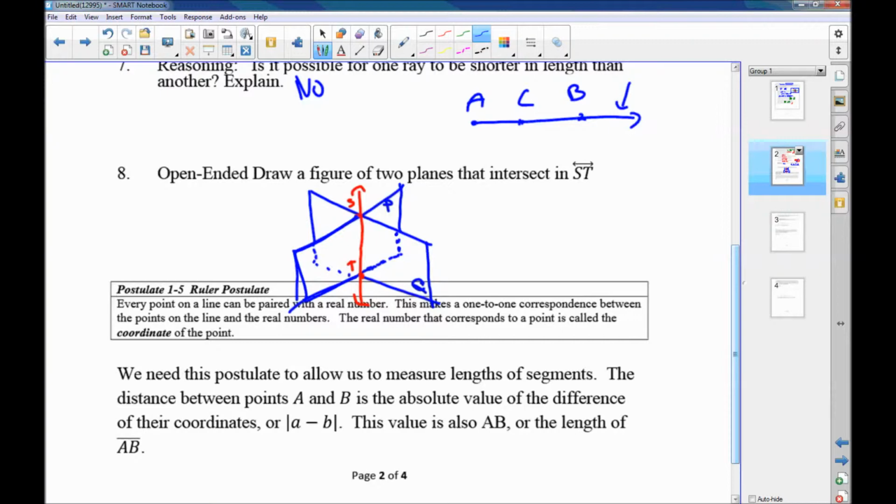All right. Postulate 1.5, remember postulates we don't prove. Okay, so it's the ruler postulate. Every point on a line can be paired with a real number. This makes a 1-to-1 correspondence between the points on the line and the real numbers. The real number that corresponds to a point is called the coordinate of that point. And we've been working with number lines since, I don't know, 2nd, 3rd grade. So you can always divide up our line and decide where the middle is at 0 and then start counting out.